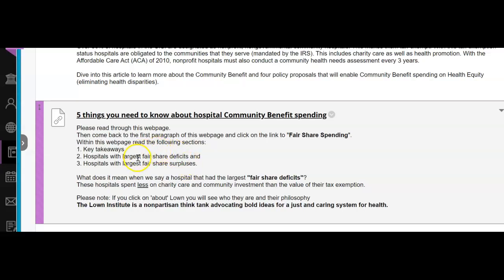And these are our hospitals. So it's interesting to look at this. I'm not saying so much to judge, but just to know that it's different, and the key takeaways. And again, when we talk about fair share deficits, we mean that they spent less on charity care and the investment in their community than the value of their tax exemption. And of course, the surplus would mean the opposite.